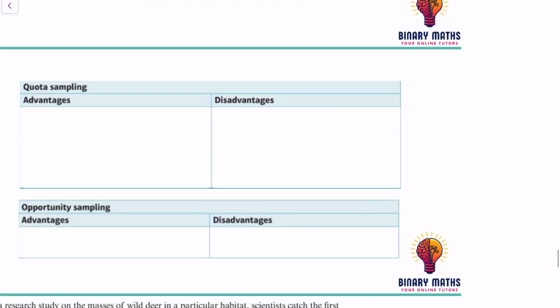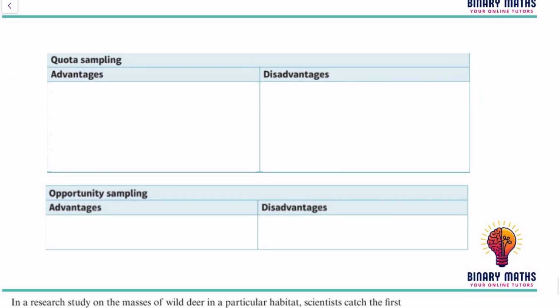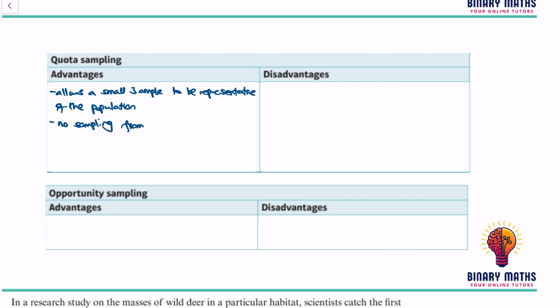Let's look at the advantages and disadvantages of each one. So quota sampling allows a small sample to be representative of the population. Advantage is no sampling frame required, so you don't need to list every member of your population. So that saves time.